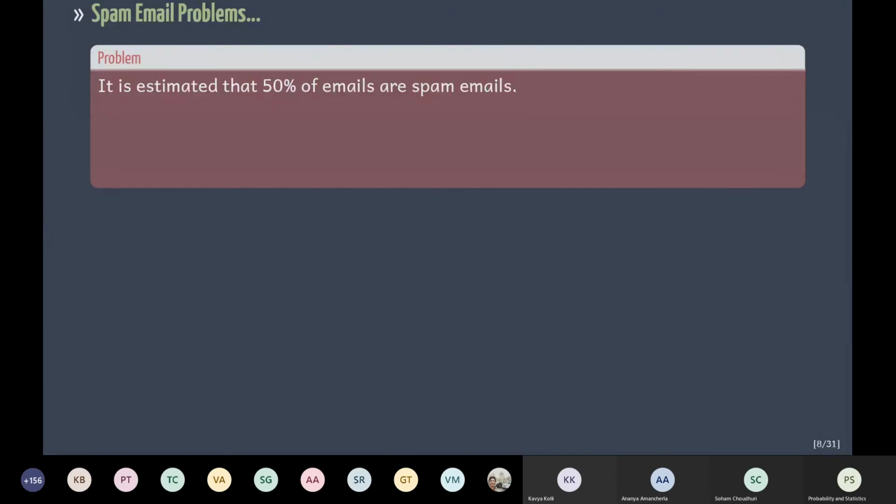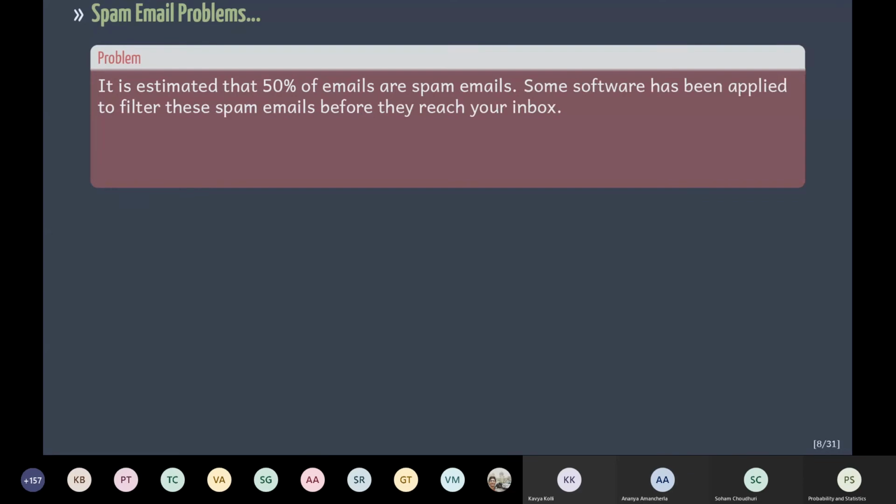Let us consider a spam email problem. This is in line with Bayes theorem, so let us try to solve this. It is estimated that 50% of the emails are spam emails. Let us say half of the emails are spam. This is a problem that we started with in the last class, I think, but this is a slightly different problem. Some software has been applied to filter the spam emails before they reach your inbox.